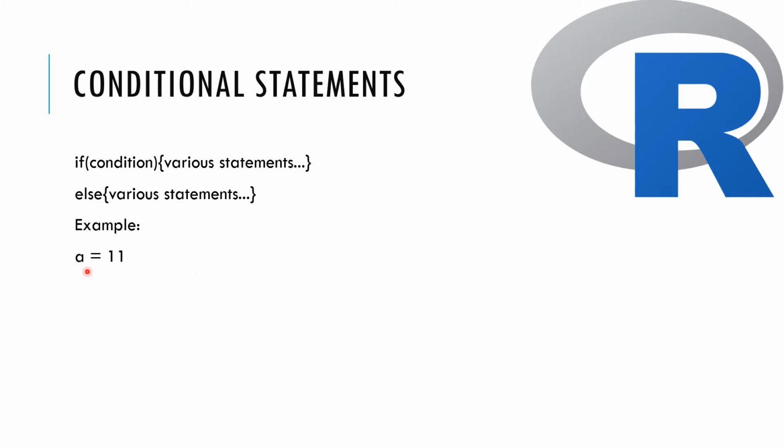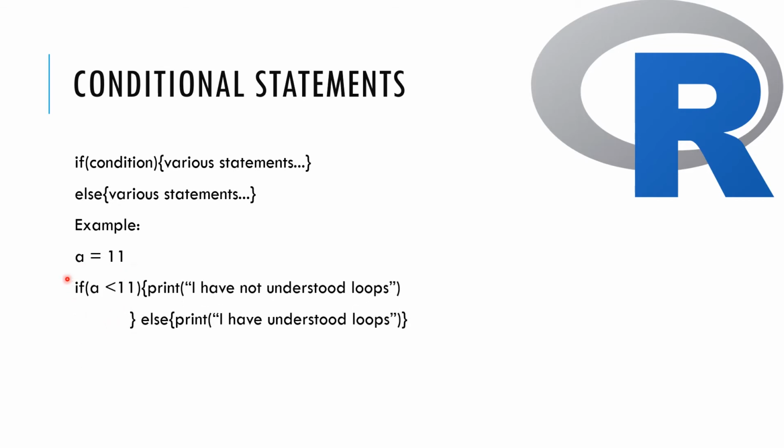So we initialize a variable A with 11, and then we are using this if and else statement. If A is less than 11, print "I have not understood loops", else print "I have understood loops". So let's see the result. Since A is equal to 11 and is not less than 11, the if condition is not satisfied, so this code will print the else statement, which is "I have understood loops".